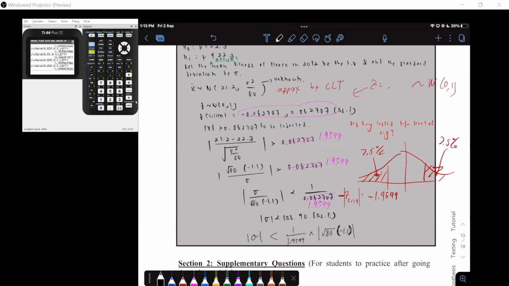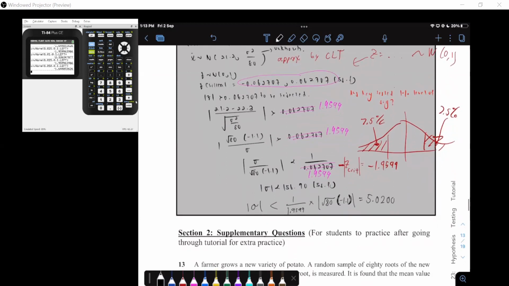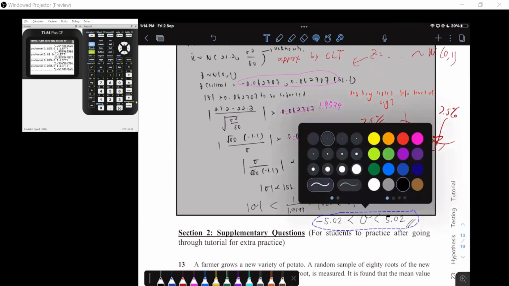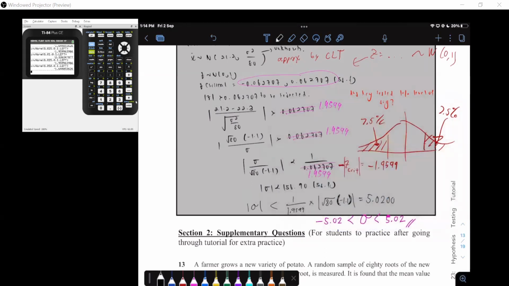Then after that, you can just solve for sigma. Let's just calculate it here. Square root 80 times 1.1. You can just throw away the minus because it's positive. Then you multiply by 1 over 1.9599. This will give you 5.0200. Then the modulus is less than 5.02, so it means negative 5.02 is less than sigma is less than positive 5.02. That's your final answer. Is that okay?